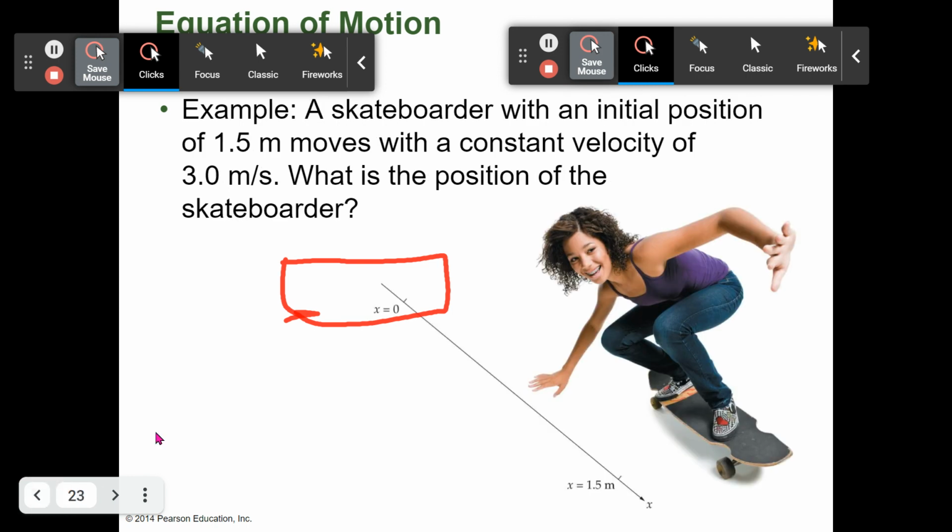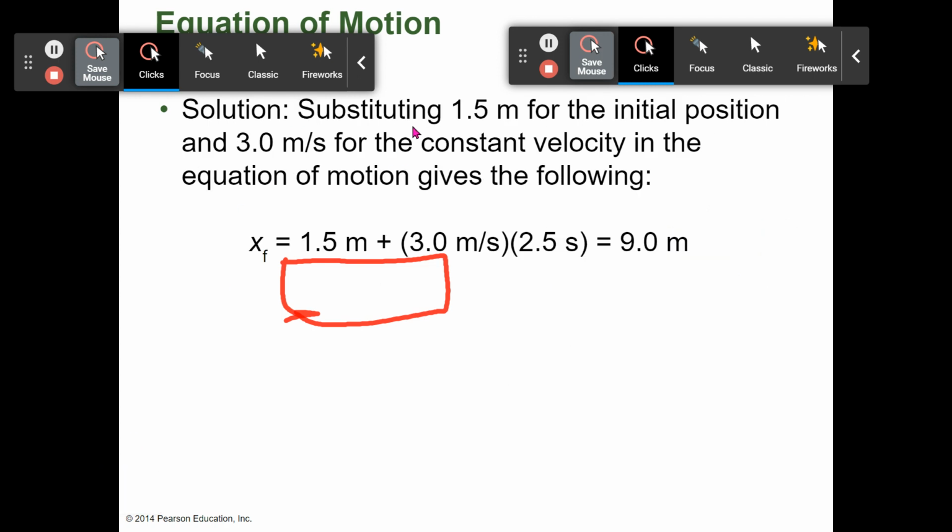Here it is. Substituting 1.5 meters for the initial position and 3.0 meters per second for the velocity, and then we plug in the time, which unfortunately they did not tell you in that example problem, but in your homework problems they should tell you, say 2.5 seconds, because otherwise you can't figure this out. So you'll put in your velocity, your time, and your initial position, and then it's just plug and chug. No big deal.